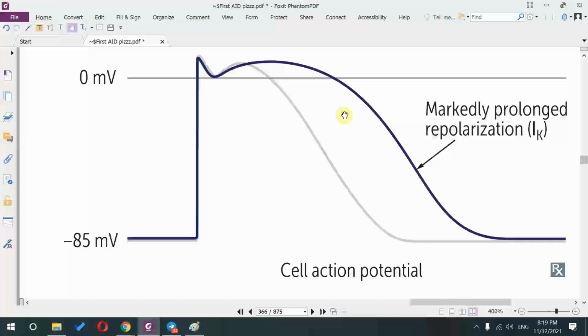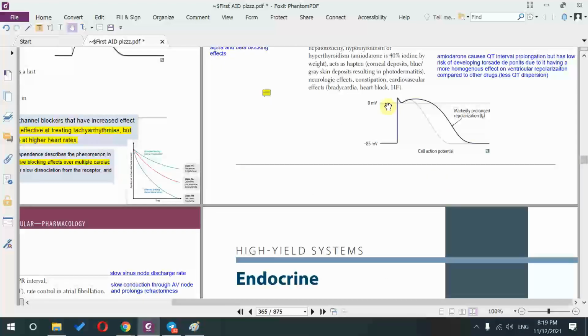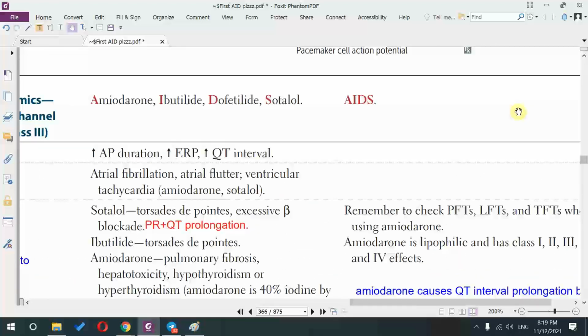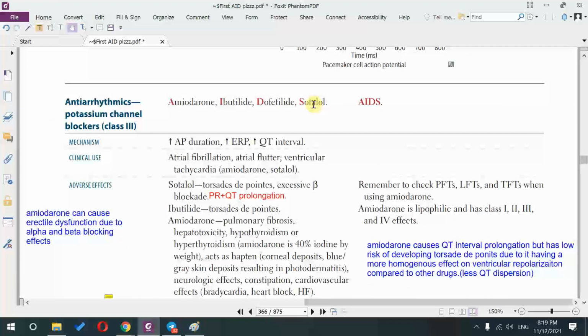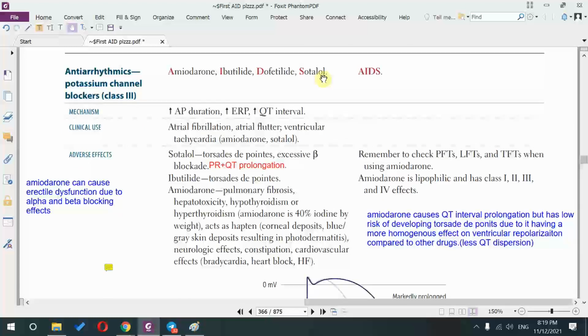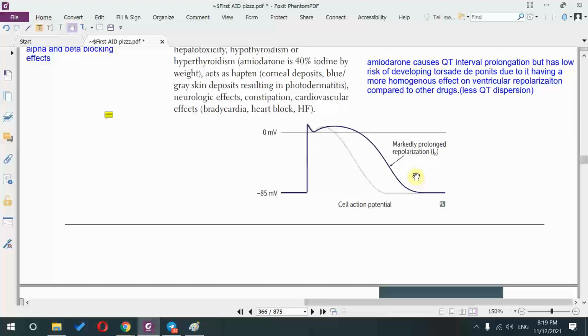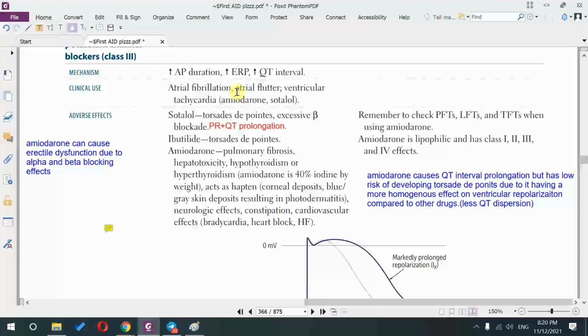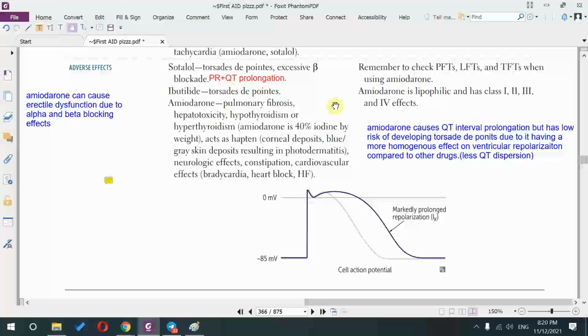Long QT. Yeah, long QT. Okay, so the antiarrhythmics include amiodarone, ibutilide, dofetilide, and sotalol. Sotalol, you are like, wait a second, you are a beta blocker. What are you doing here? Well, yeah, it is a beta blocker, but it also has a potassium blocking effect, so they put it under this category. The mechanism is that they increase the action potential duration, increasing the refractory period, and increasing the QT interval.